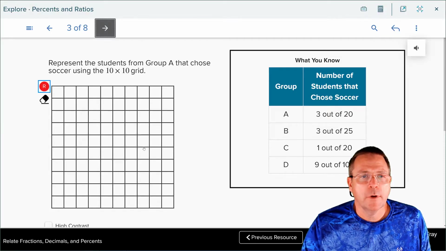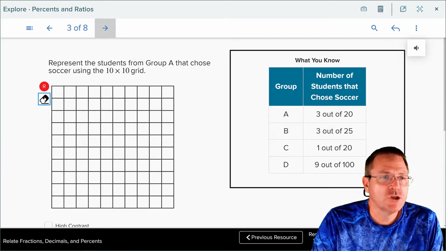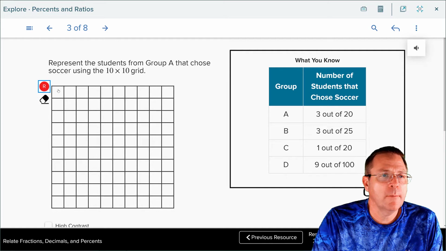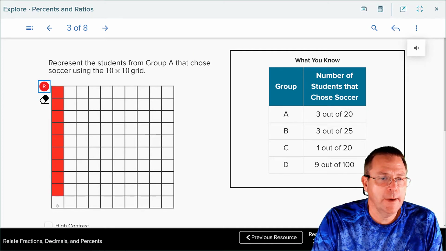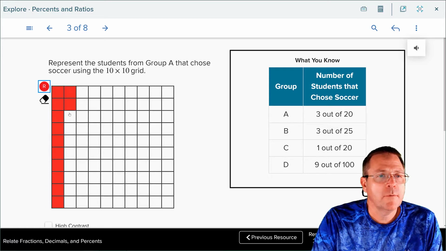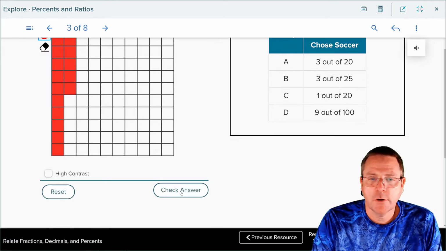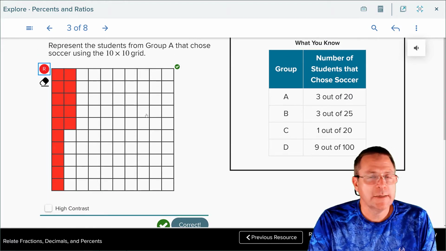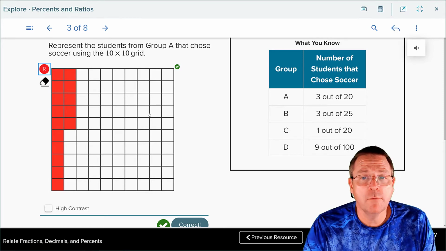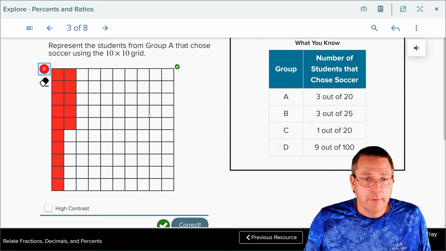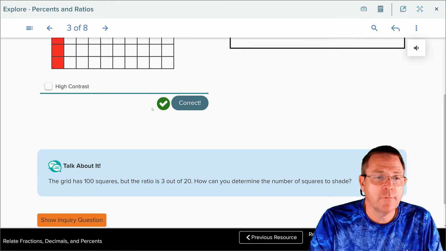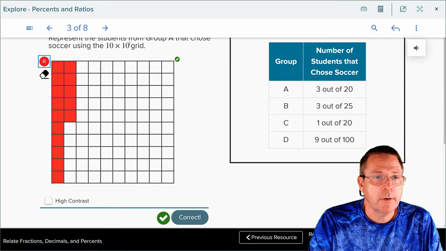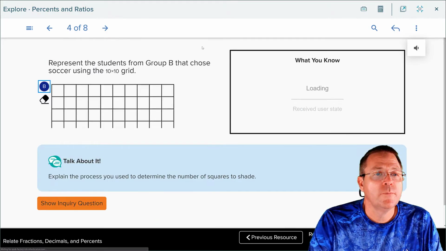Going back over here, we're going to have to take and shade in 15%. That means we're going to take 1, 2, 3, 4, 5, 6, 7, 8, 9, 10, 11, 12, 13, 14, 15. And let's check our answer. Our answer checked beautifully. So that is a visual representation of the 3 out of 20. Now it's going to be pretty cumbersome to have to do that for all of them, but let's see what the next step says to do.